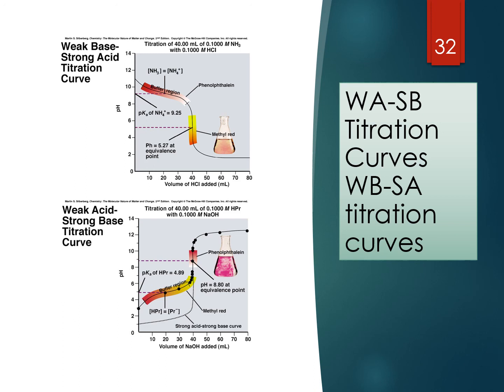You would know because of the pH at the start. For the weak base strong acid titration curve, since it's a weak base being titrated with a strong acid, the pH is initially above 7. But for a weak acid, when it's titrated with a strong base, initially the pH is below 7.